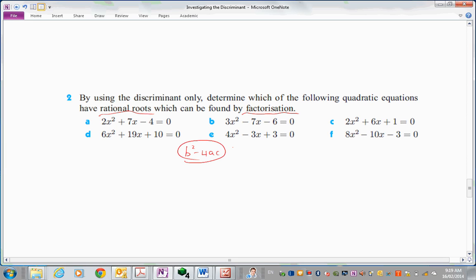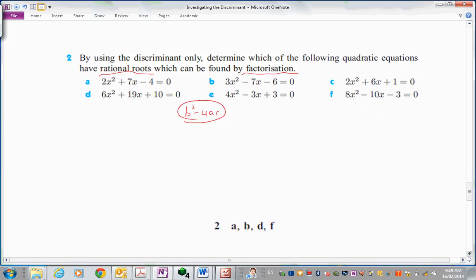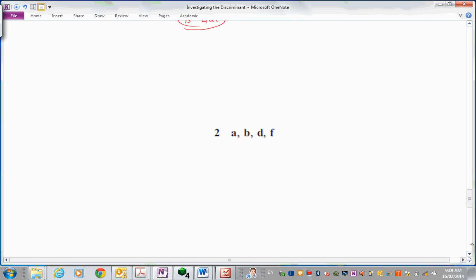Okay, all right, I'll show you solutions now for those. So pause it here now, have a go, and then toggle forward to check your solutions as you do them. So here they are. They are the ones that were perfect squares, and therefore you could have factorised them.